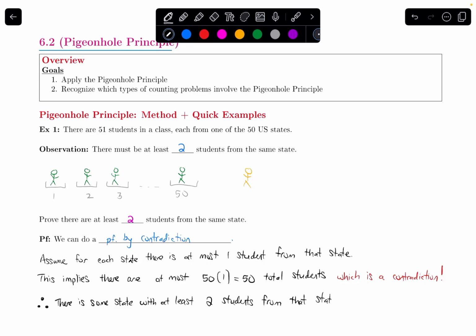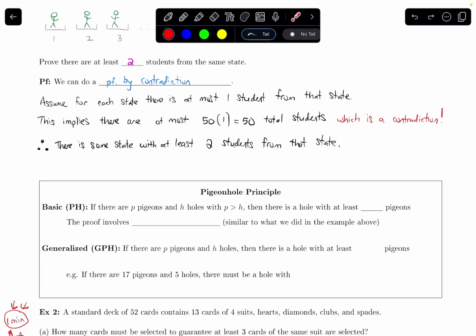Okay, so we proceeded by contradiction. We assume that each state had at most 1 student from it, but that would just give us at most 50 total students. And that's just not enough based on what the problem says, because the problem says there's supposed to be 51. So this leads us to the general principle. So we are ready to state it. First, the basic version of the pigeonhole principle says that if there are P pigeons and H holes that you're trying to place the pigeons into, and the number of pigeons is greater than the number of holes, then there has to be a hole with at least 2 pigeons. That's what we saw in this example.